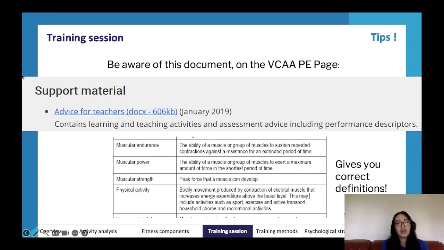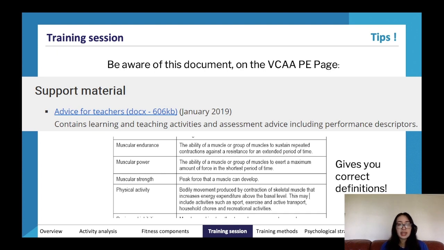Okay, be aware of this document on the VCA PE page. I might go to that at the end and open it up and show you what it looks like. It is a document which literally says advice for teachers, but it's also advice for students, I think. I think it's really great. I'm pretty sure it's been updated for 2023 as well.